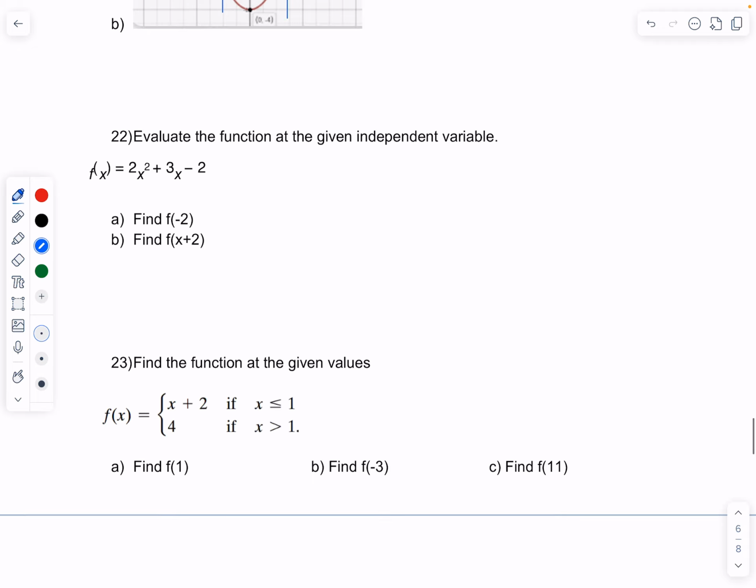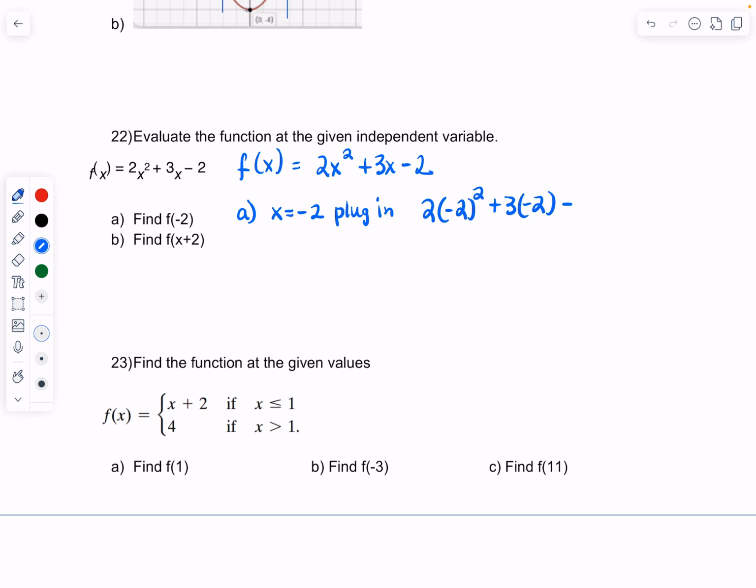So number 22, evaluate the function at the given independent variable. It says f at the value x equals 2x squared plus 3x minus 2. For part A, it asked me to find the function f at the value of -2. So that means that x equals -2, and that's what I'm going to plug into the original function, which is 2x squared plus 3x minus 2. So that looks like this: 2 times -2 squared plus 3 times -2 minus 2.